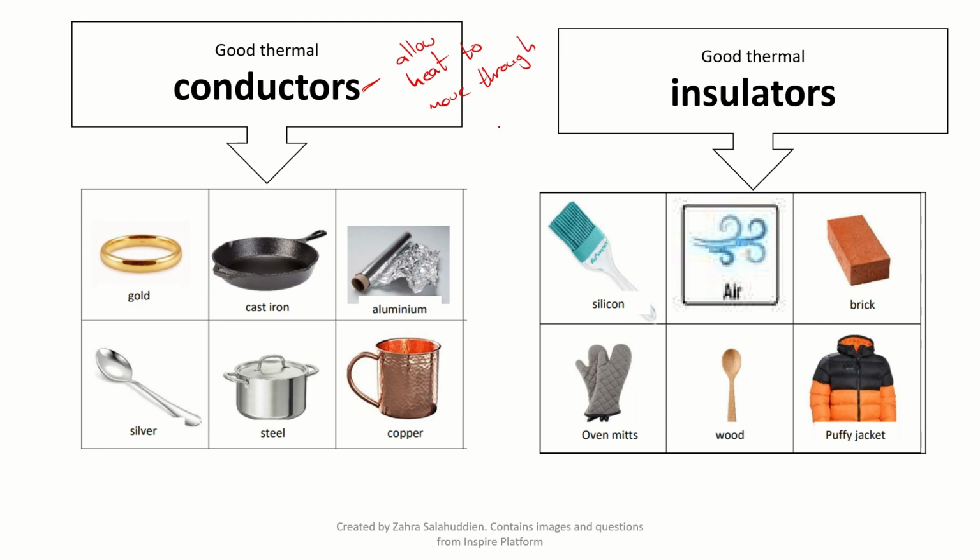Just like with electricity, we also had conductor. Conductor means the same thing for both. So thermal conductors allow heat to move through quickly, and thermal insulators do not allow the heat to move through. So they stop the movement of the heat, right? They don't let it through.